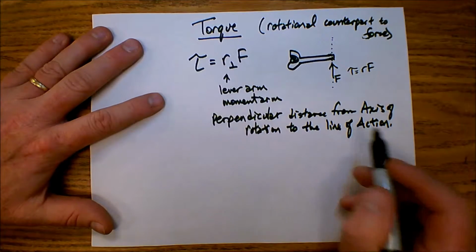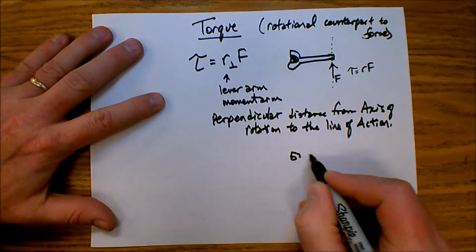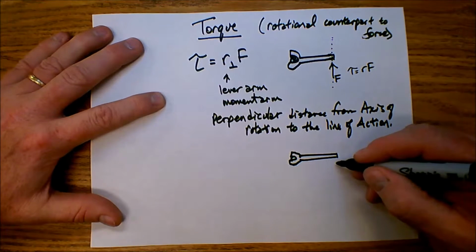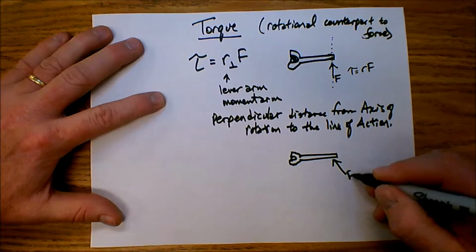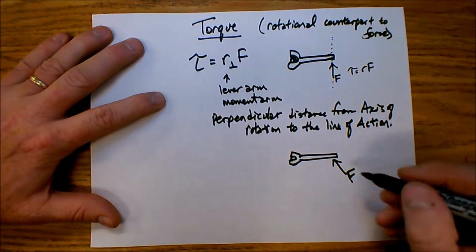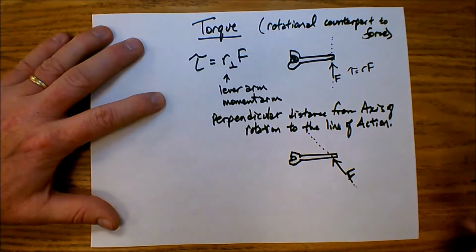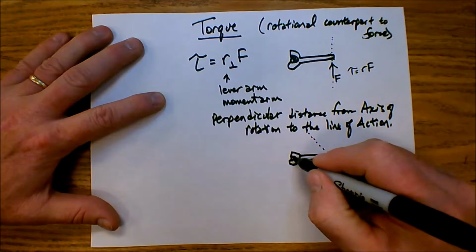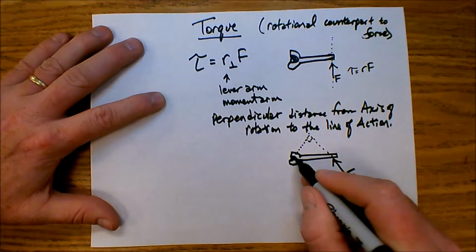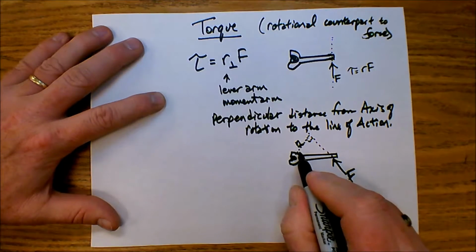Now, what happens if I don't apply the force perpendicular? So here again, here's my nut, here's my wrench. Now suppose I apply my force at some angle. If I extend my line of action, there's my line of action, here's my axis of rotation, and the perpendicular distance from my axis of rotation to my line of action, that is my r perpendicular. Right there's my r perpendicular.